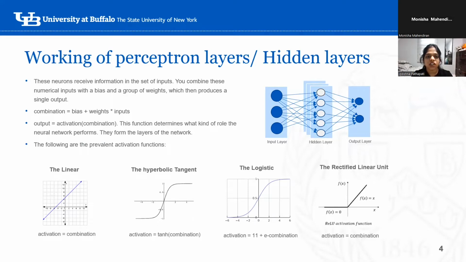The outgoing connection splits into a number of branches that transmit the same signal. The outgoing branches terminate at the incoming connections of other neurons in the network.